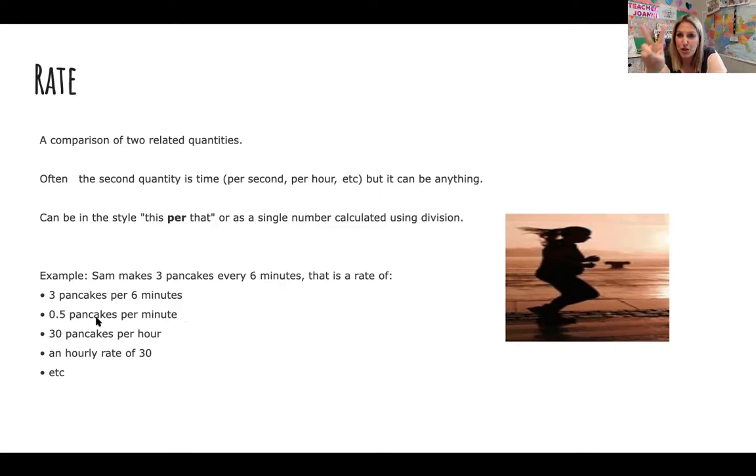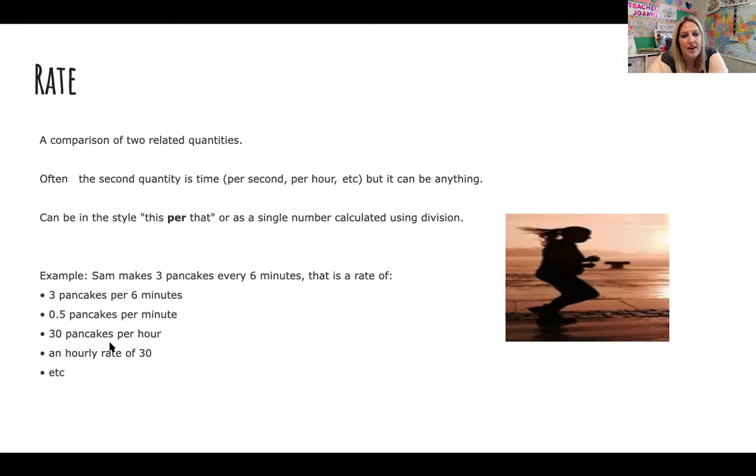So this says he can make half of a pancake per minute. We know that there are 2 halves in a whole. So 2 halves equal 1. So 2 times 6 is 12. Okay, so he can make 0.5 pancakes per minute.